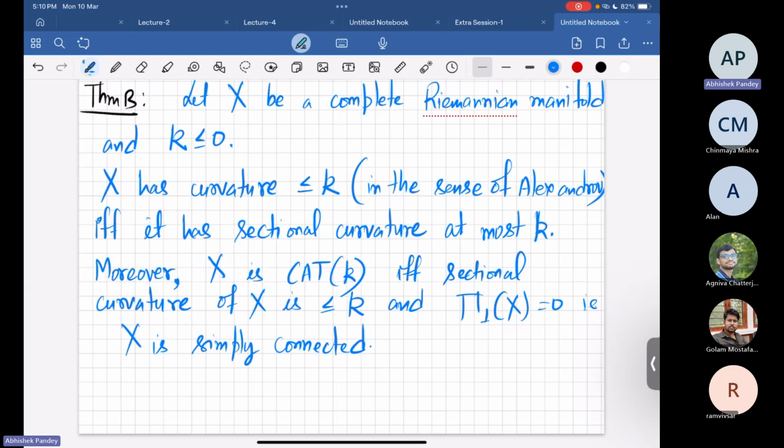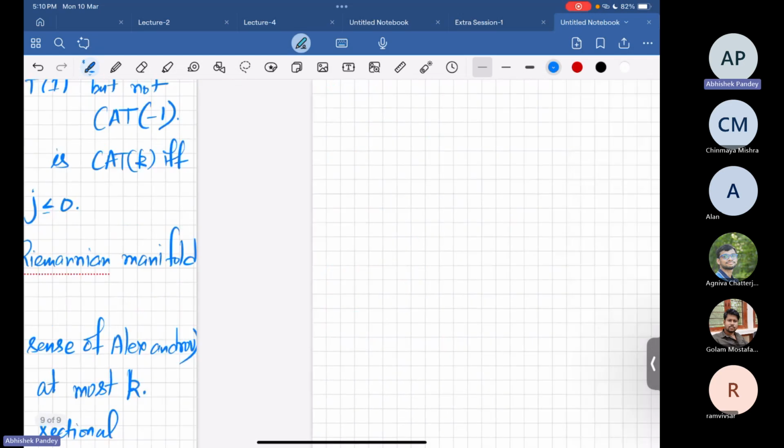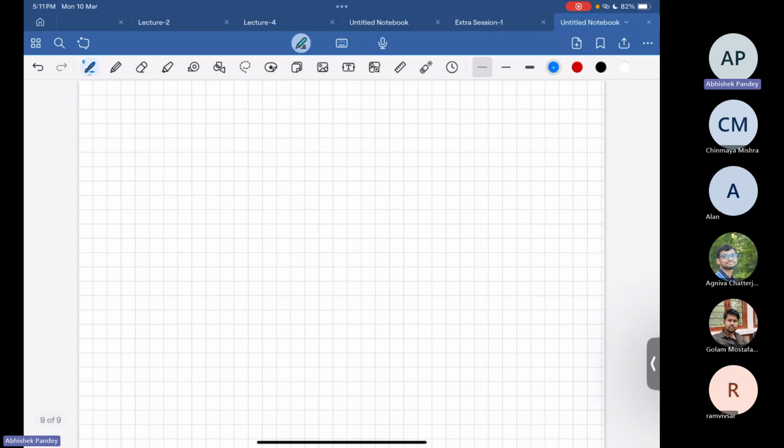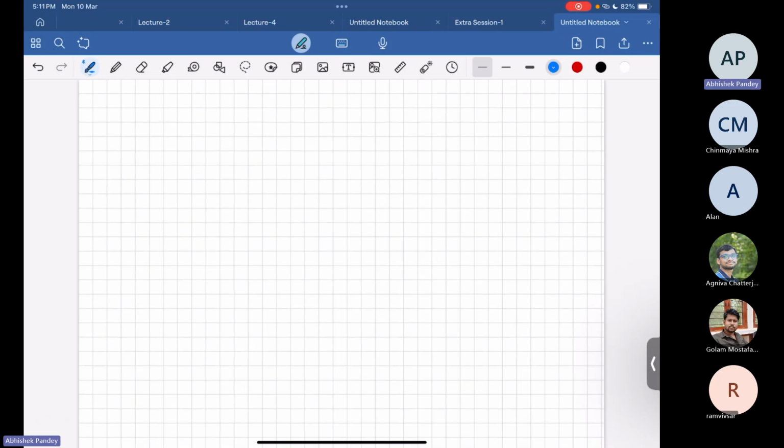It means a complete Riemannian manifold is CAT(k) if and only if the sectional curvature is less than or equal to k, plus it is simply connected. In particular, basically we see that every complete Riemannian manifold of non-positive curvature is covered by a Hadamard manifold, meaning it can be written as the quotient of a Hadamard manifold by a group of transformations acting properly discontinuously and freely on it. That Hadamard manifold is always a CAT(0) space. Let me just mention this.